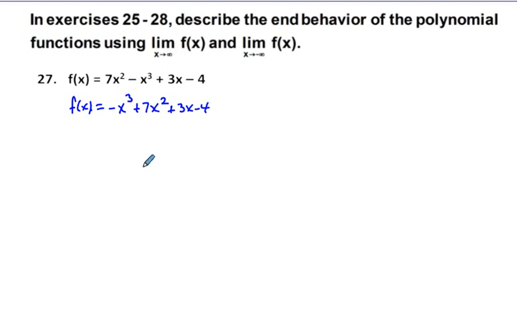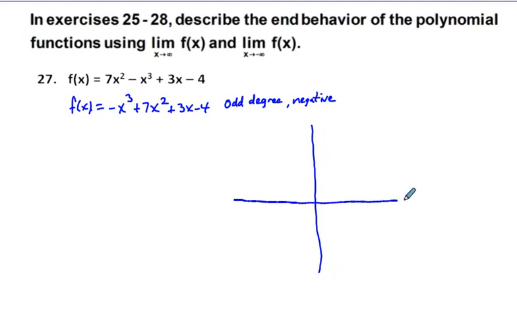And what we have is odd degree, and we have negative. So we're going to start high and end low. So we go like this. We start high, come down like this. We don't know exactly what it's going to do. Ends low.